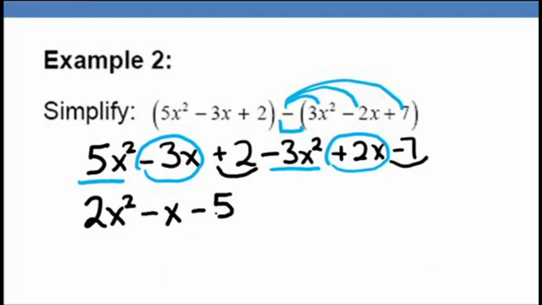So just on the subtracting polynomials, you just have to be careful. Take the time to distribute that minus to that second set of parentheses.